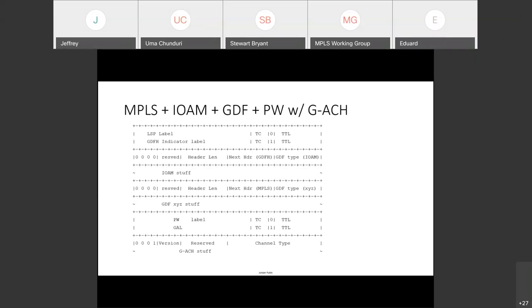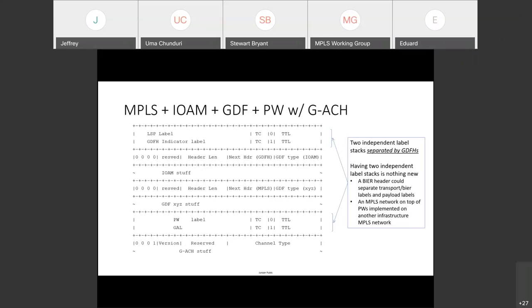Yes. Here I see that he encapsulated another MPLS header, a complete MPLS header. So this is the first MPLS header, another MPLS header. But what I meant is you have a GDFH header, and inside of it there's possibly the first or a second subheader, the GASH.